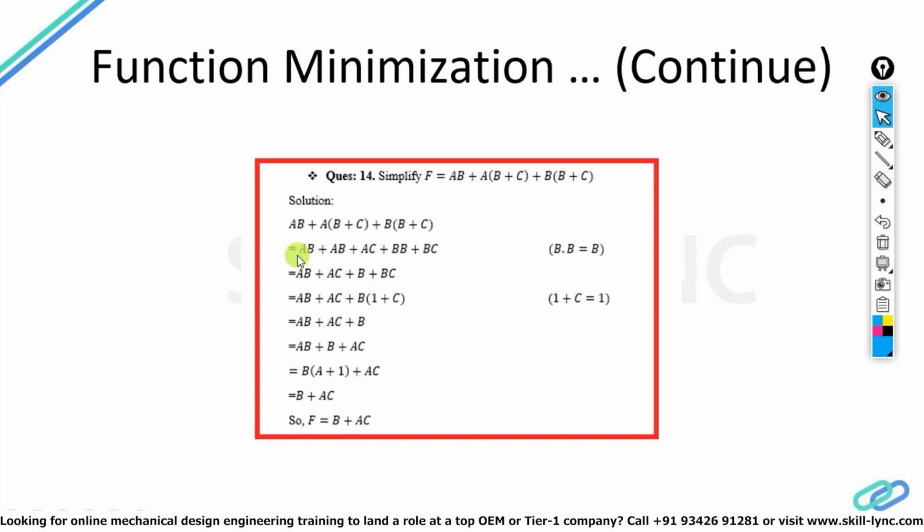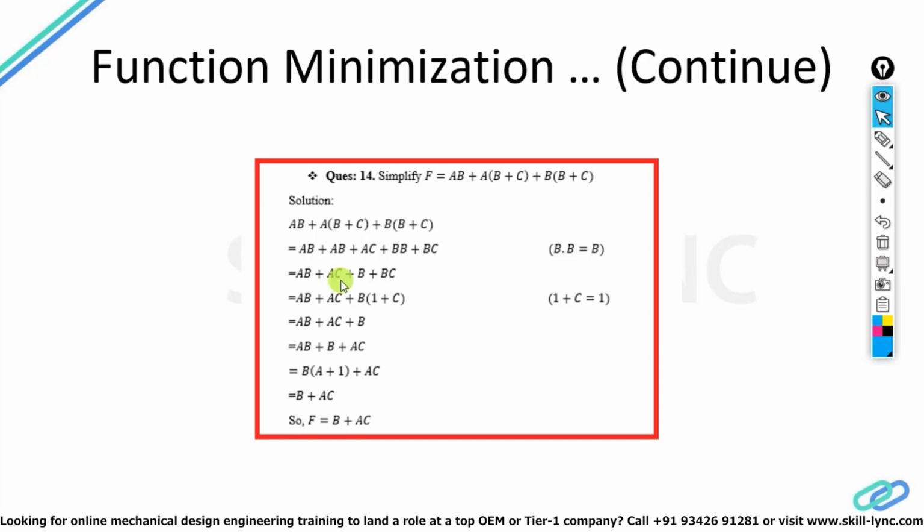Now, here I have seen that two things are there. One is the same term, ab plus ab, and one thing is b into b. When you are multiplying the same number, you are getting the same number. Means d into d is d, x into x is x, so b into b is b. So it is ab plus ac plus b plus bc. Why I have written ab? Because same two terms, a plus a is equal to a. So I have written ab because ab plus ab equal to ab. So it is ab plus ac plus b plus bc.